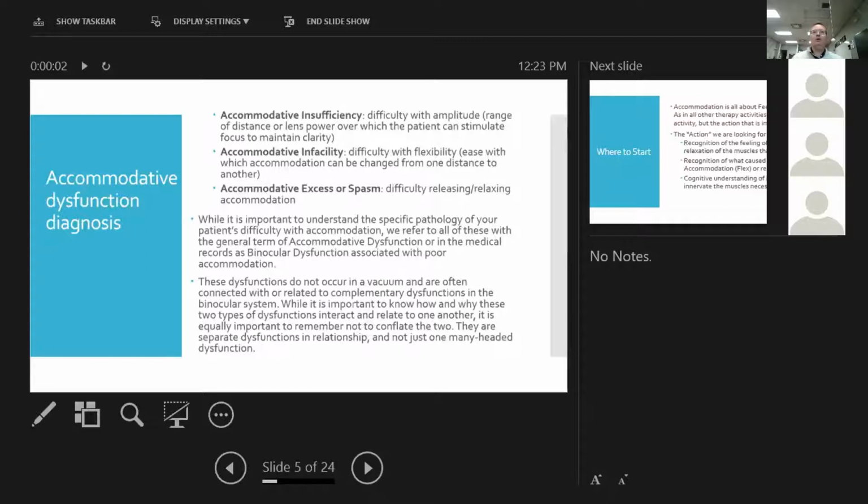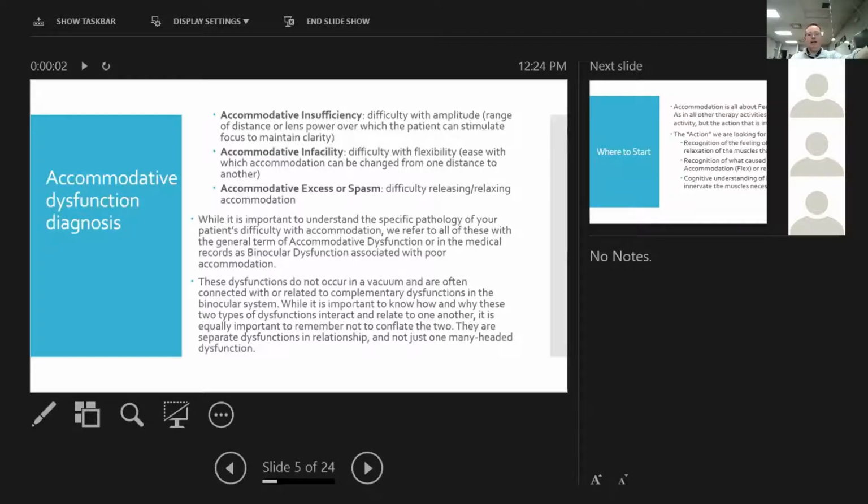So a lot of people that have accommodative excess are going to have the difficulty where they can take in minus, but then it's very hard for them to relax that minus back out, okay? So you can put minus on it and they can clear it, but when you flip it over to the plus, all of a sudden they're like, clear, okay? So their flexibility is lacking, being able to jump back and forth. And so you're going to have to deal with this.